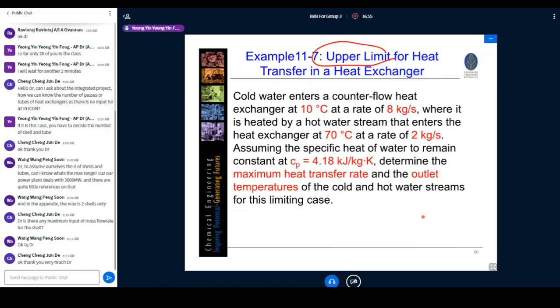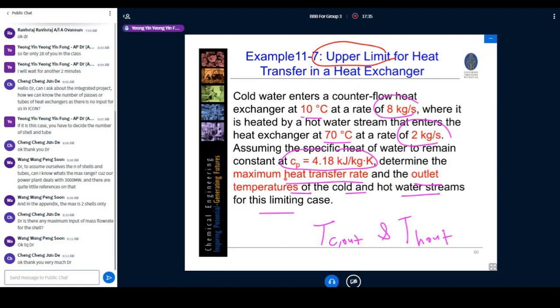So very typical, the inlet temperatures for the cold stream and hot stream are given, and then the mass flow rates are given. And then the Cp for both streams is 4.18. That means the maximum heat transfer rate and outlet temperature of the cold and hot water stream for this limiting case. Why do we call it a limiting case? Because you calculate the outlet temperature and also the TH out by using the Q max value.